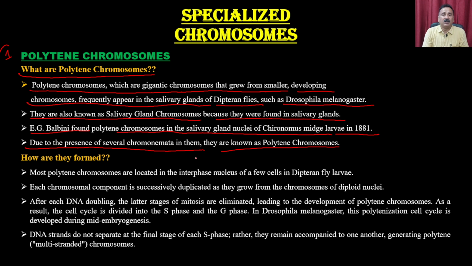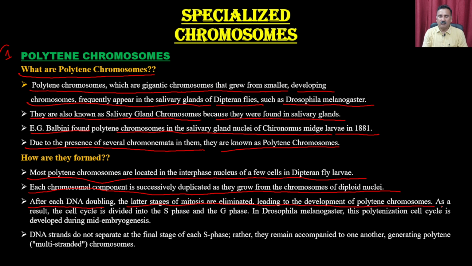Now, the question is how these polytene chromosomes are formed. Most polytene chromosomes are located in the interphase nucleus of a few cells in the Dipteran fly larva. Each chromosome component is successfully duplicated as they grow from the chromosome of the diploid nucleus. After each DNA doubling, the later stages of mitosis are eliminated, leading to the development of a polytene chromosome. As a result, the cell cycle is divided into the S phase and G phase. In Drosophila melanogaster, this polytenization cell cycle is developed during mid-embryogenesis.